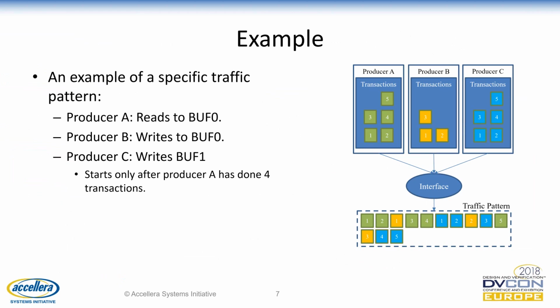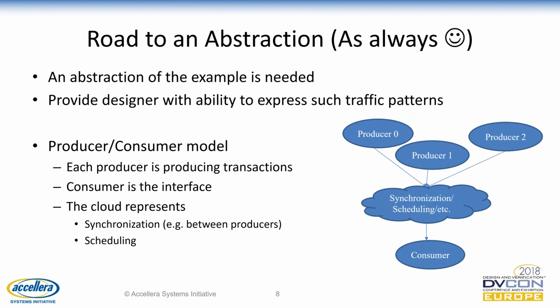What we often do is that we work with abstractions because we need to be able to provide something for the designer that he can work with. If you look at the diagram on the right, you see an abstracted model of the example I just showed you. We see producer 0, producer 1, and producer 2 instead of A, B, and C. And then there's just a big cloud saying synchronization and scheduling, which is controlling which transaction is applied to the consumer, which is then the interface. So this is an abstraction of what you just saw in the example.